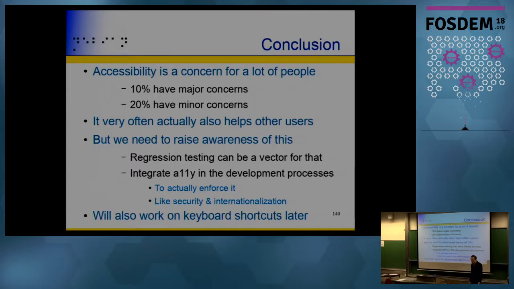And regression testing maybe is a nice tool, starting with just a few warnings and seeing how well it is accepted, etc. And then get to integrate accessibility in the development process itself, to enforce the things that, okay, we have agreed on enforcing, making sure that it's always like this, just like security and internationalization. I haven't talked about keyboard shortcuts, but yeah, we will also work on this, just not now.